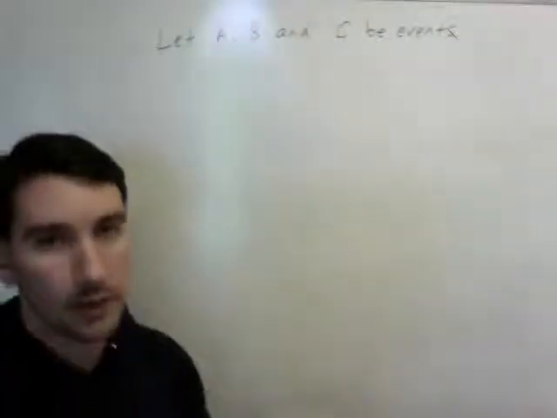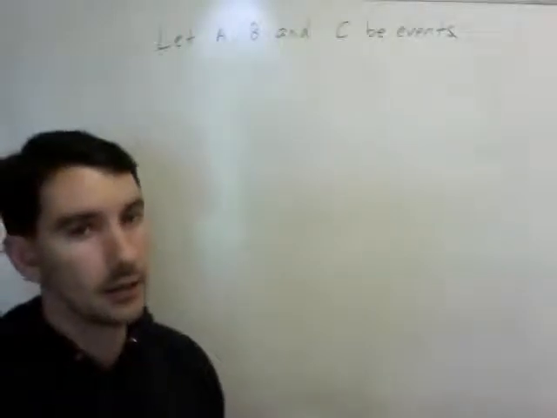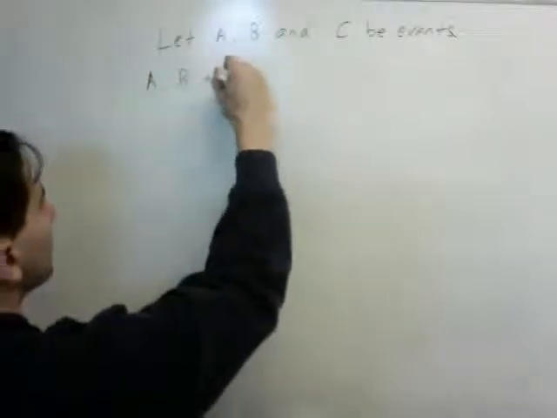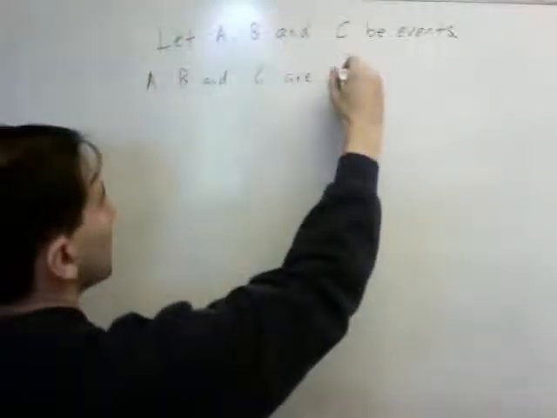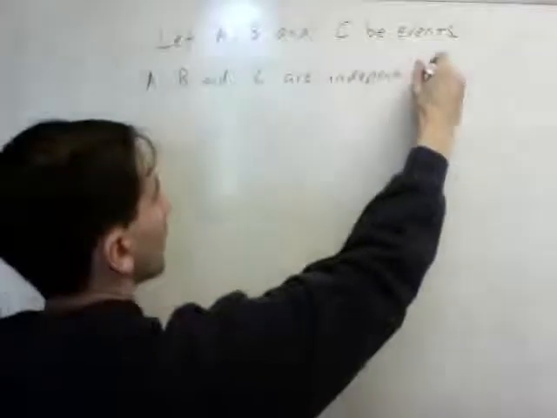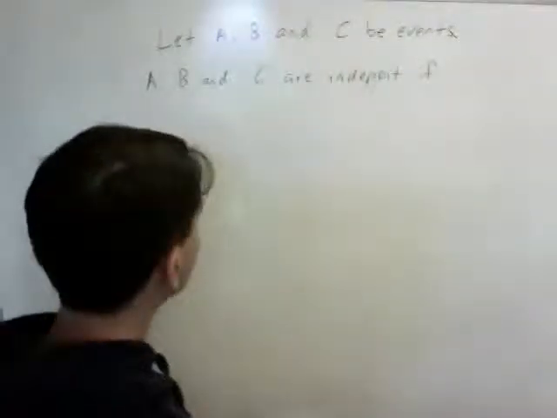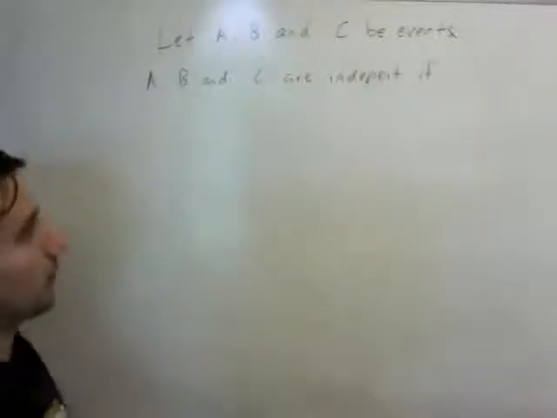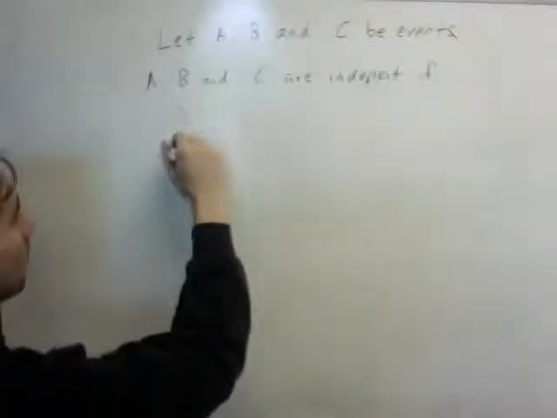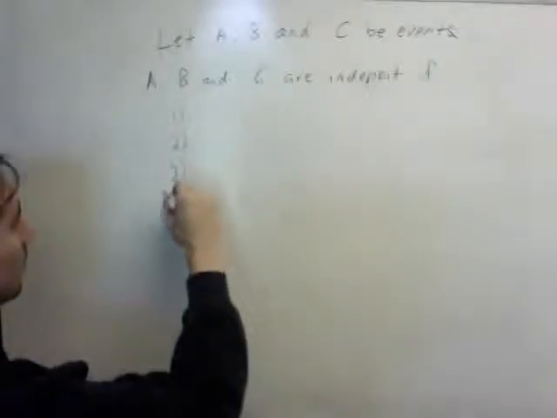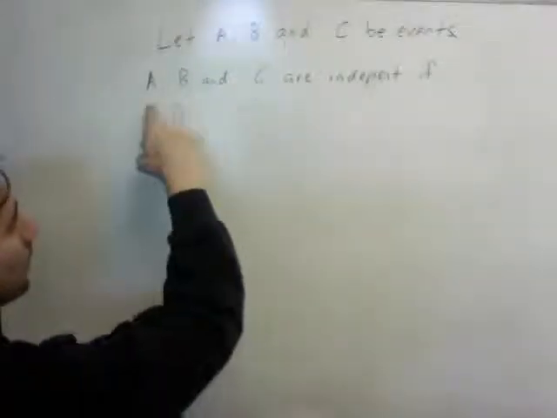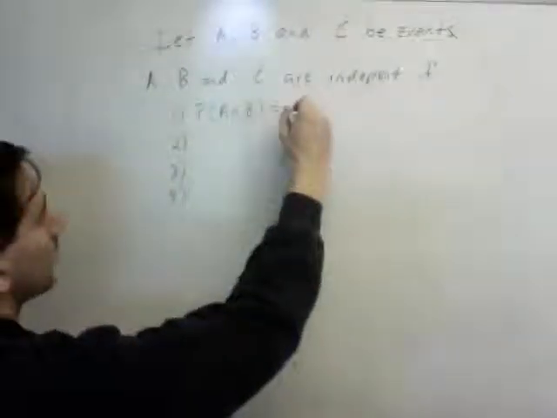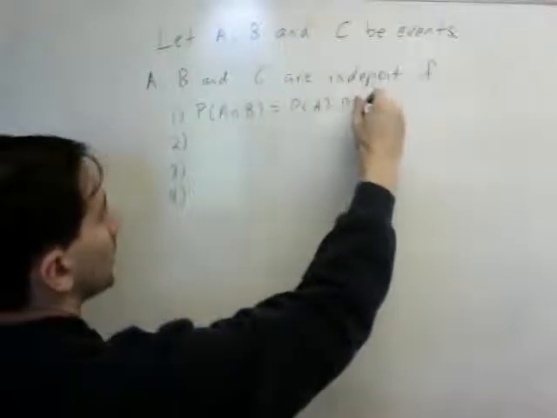You might think for a second, what does it mean for A, B, and C to be independent of one another? So A, B, and C are independent if, and here it turns out there's actually four things that have to happen with three events. So it turns out that pairwise, each of these has to be independent. The probability of A and B equals the probability of A times the probability of B.